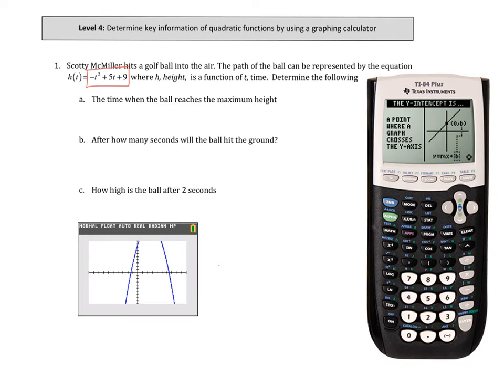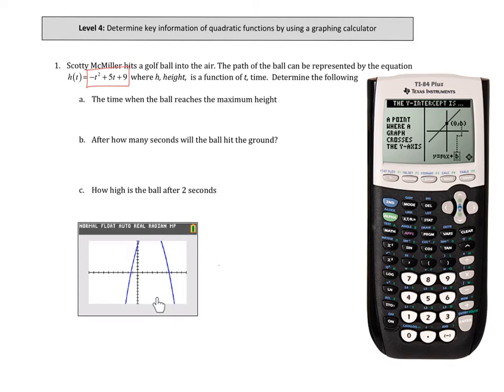Next, you're going to hit graph. The graph button is on the right side, right under the screen on the far right. It says graph. Press that button, and your screen might look like this screen right here.